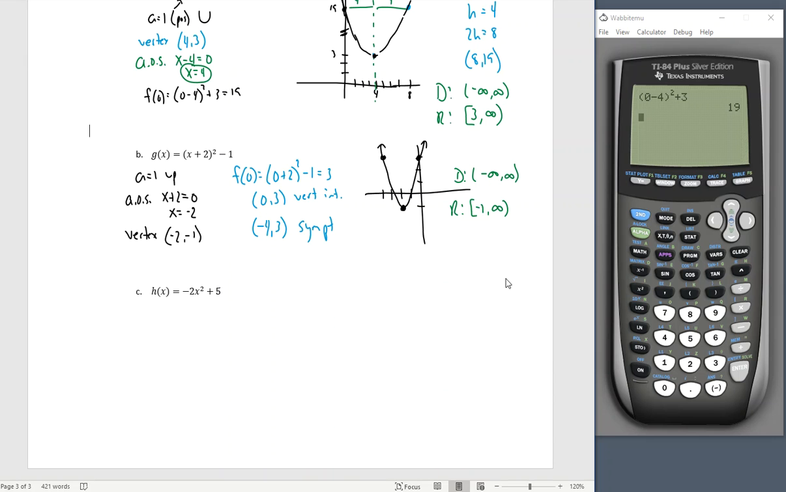Okay, last problem of this type. And it doesn't look like it's in vertex form. Oh no, what are we going to do? But it actually is. We might rewrite this: -2 times x minus 0 squared plus 5.